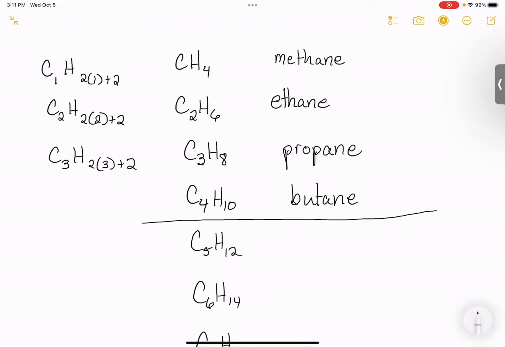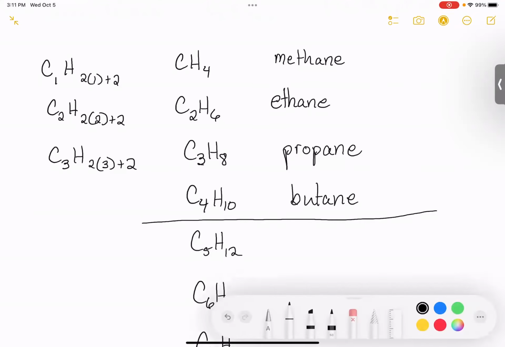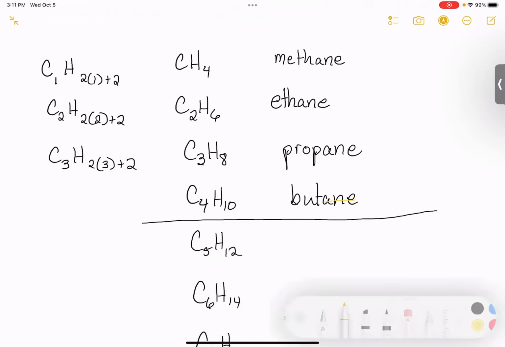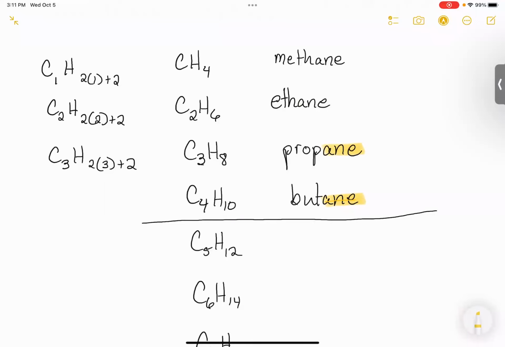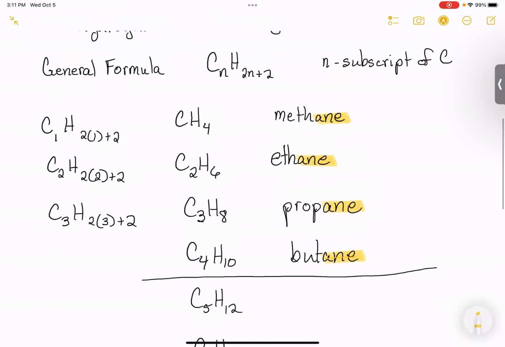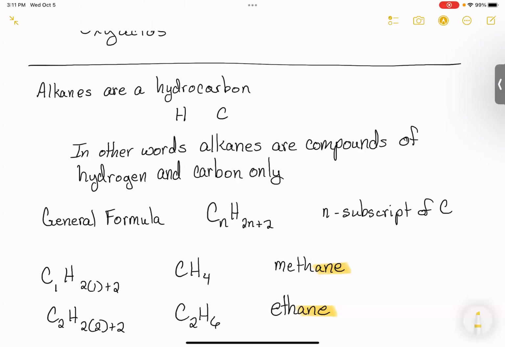Before I continue, do you recognize any trend in the naming? They all end in A. They all end in ANE, just like the name of the overall group of materials. So to help you memorize 1 through 4, it's Methyl Propyl Butyl, MEPB.